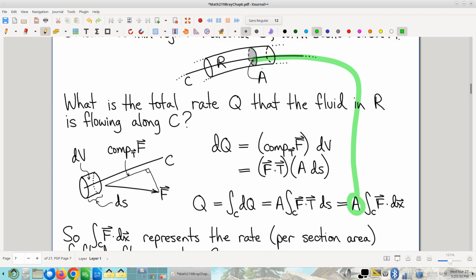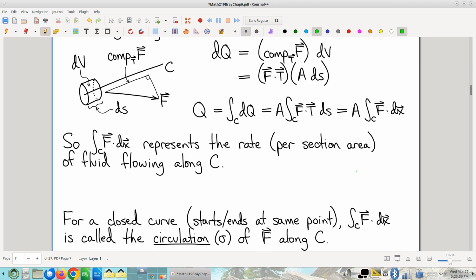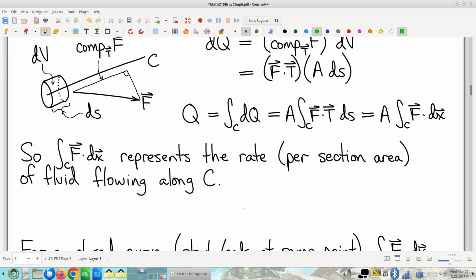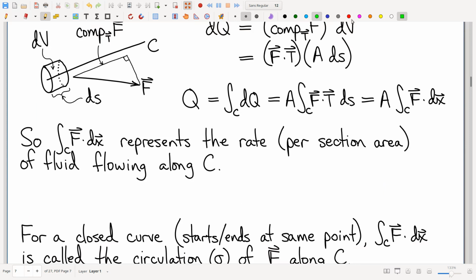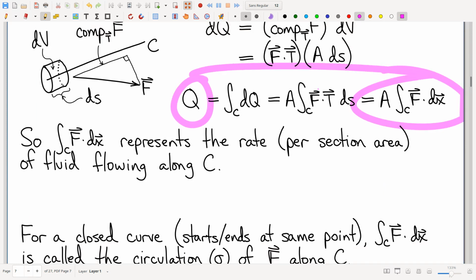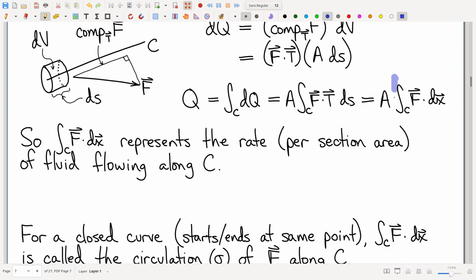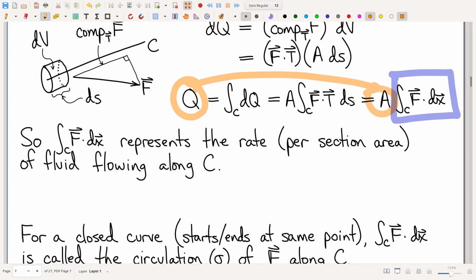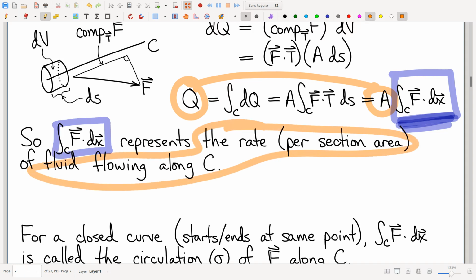And with all that said, we now have a really nice interpretation of vector line integrals. And here's how that works. You look at this equation right here, and we're going to take this as an interpretation of the vector line integral, because you can see right here in the equation that the vector line integral is quantity per unit area. Or let me say that a little bit differently. This vector line integral represents how much the fluid is flowing along the curve per unit area.